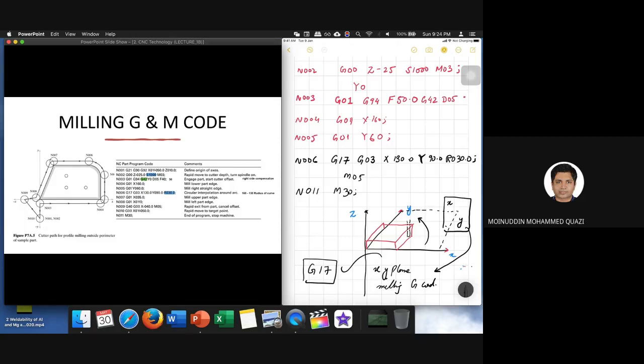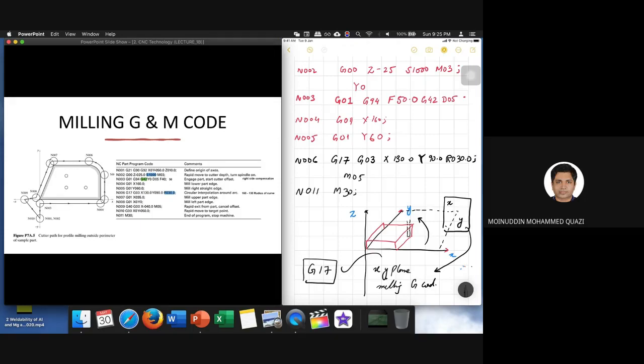So this was all about examples of milling and turning G and M codes. 12 students have submitted the assignment. That's very good. Whoever attempts, I will give some marks. I will give them compensation in the test as well. So thank you for submitting.